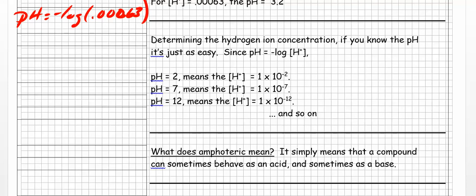What if the pH is 7? The hydrogen ion concentration becomes 1 times 10 to the minus 7. What if the pH is 12? Well, the hydrogen ion concentration is 1 times 10 to the minus 12. We can go on all day doing this. It's easy. All right, let's move on to a definition.